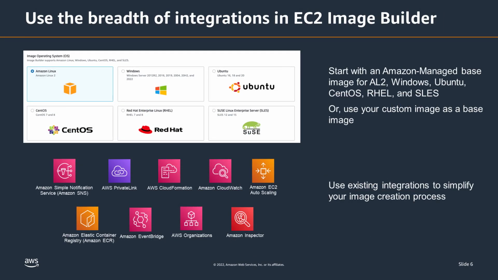Image Builder is also deeply integrated with a wider AWS services. And as you can see on this slide, we have integrations with a wider AWS platform, such as SNS. So you can use SNS to track your latest images, error logs, and custom events. With private link, you can privately access Image Builder from your VPC without using your public IPs.